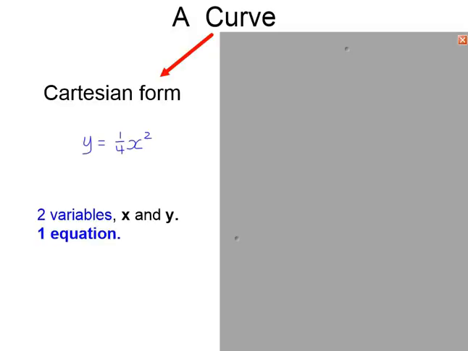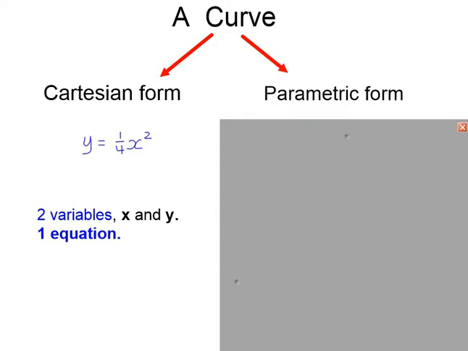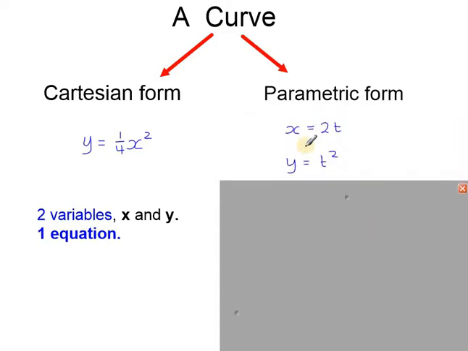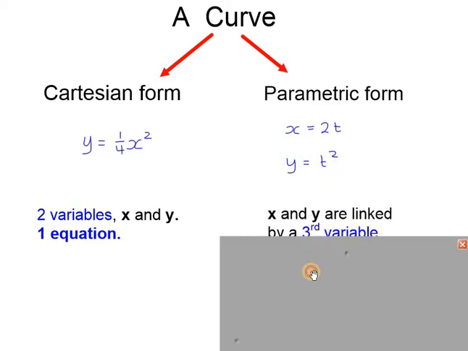A curve can be defined in terms of its Cartesian form, where you have any arrangement of x and y terms, but there are two variables, x and y, and only one equation. An alternative is the parametric form, where we have two equations and three variables: x, y, and the third variable, t, which is called the parameter, hence parametric equations.